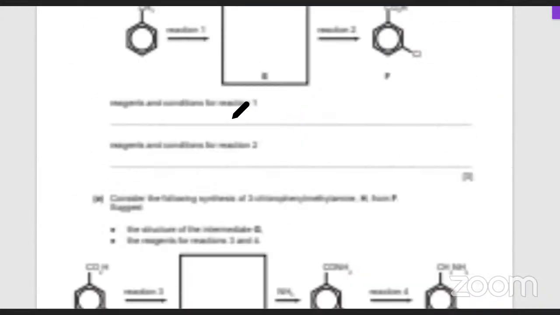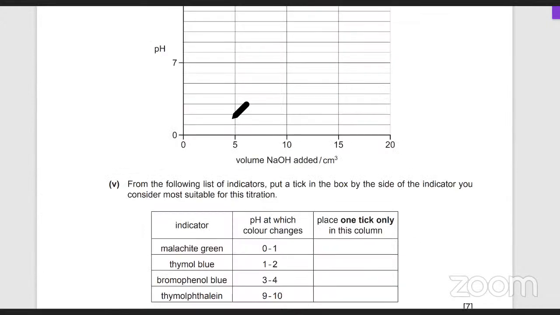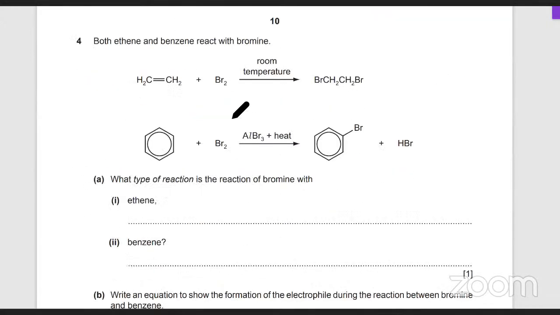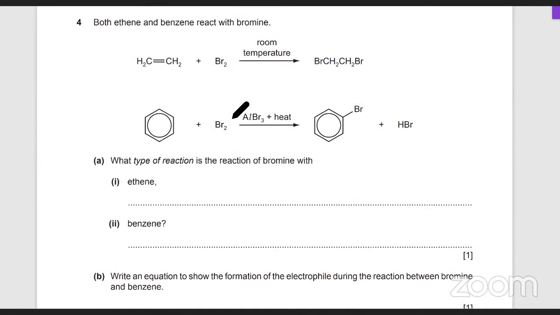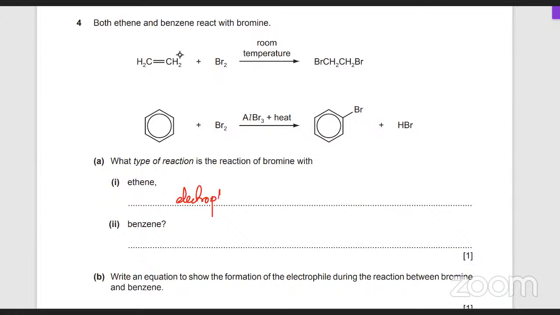Let's do the previous question. This one is about benzene. Bromination: what type of reaction? In alkenes, which one happens? That's electrophilic addition. And what happens in benzene? That's electrophilic substitution.